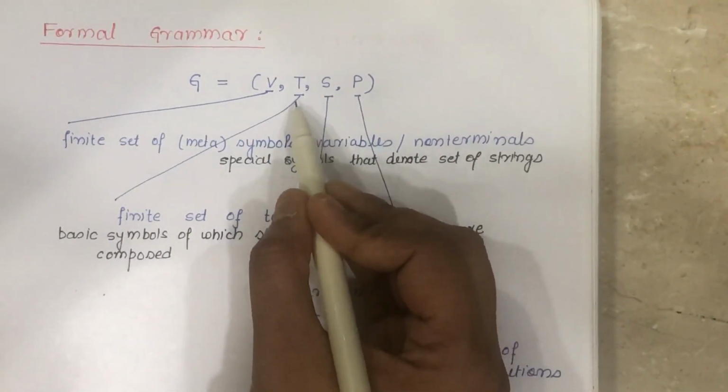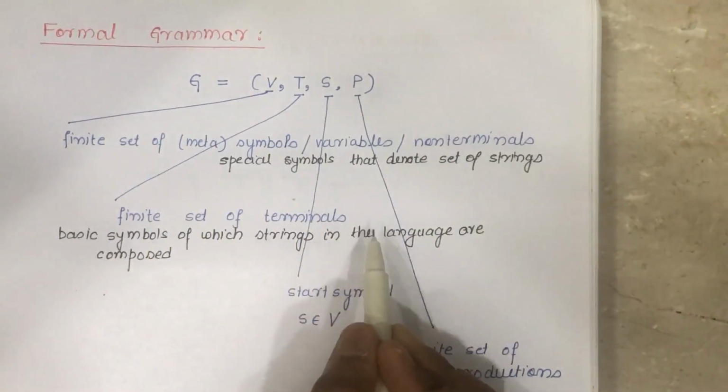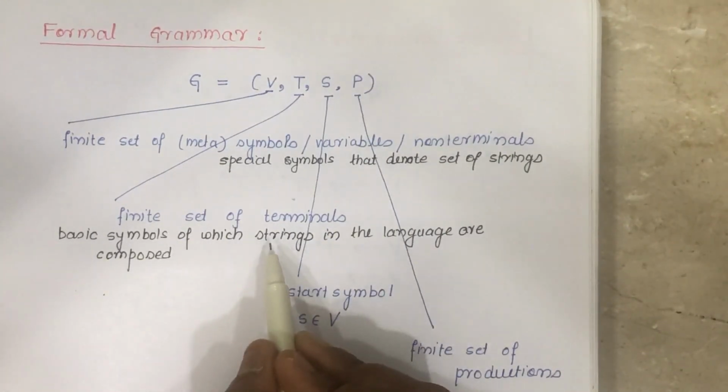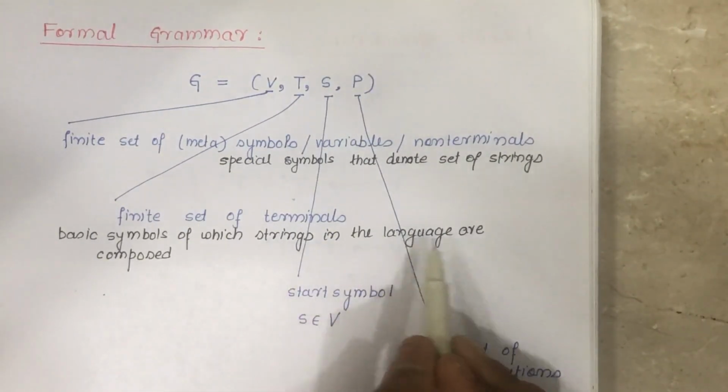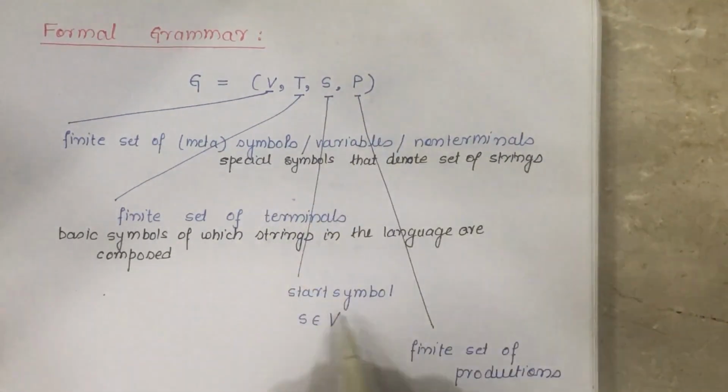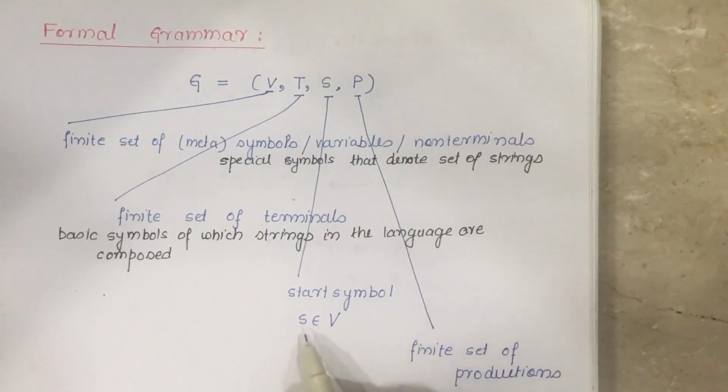Capital T stands for a finite set of terminals. Terminals are the basic symbols of which strings in the language are comprised. Capital S stands for the start symbol, and capital S belongs to capital V. Capital P stands for a finite set of productions.